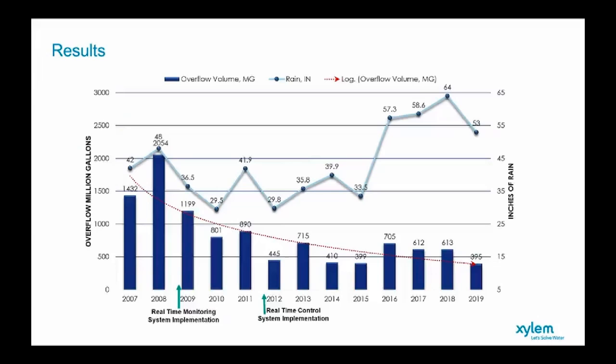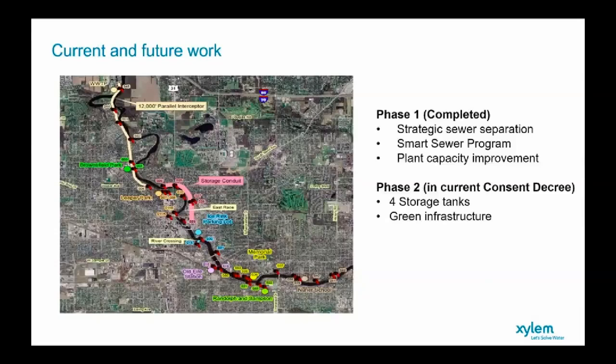So this was part of phase one of the project in South Bend. It wasn't the only part of phase one. So phase one also had some strategic sewer separation, taking combined sewers and separating them out. And it also involved some upgrades to plant capacity, so being able to treat more of the water rather than this spilling. So it was part of that first phase. But at the end of that, as I said, there were still 25% CSO spills occurring.